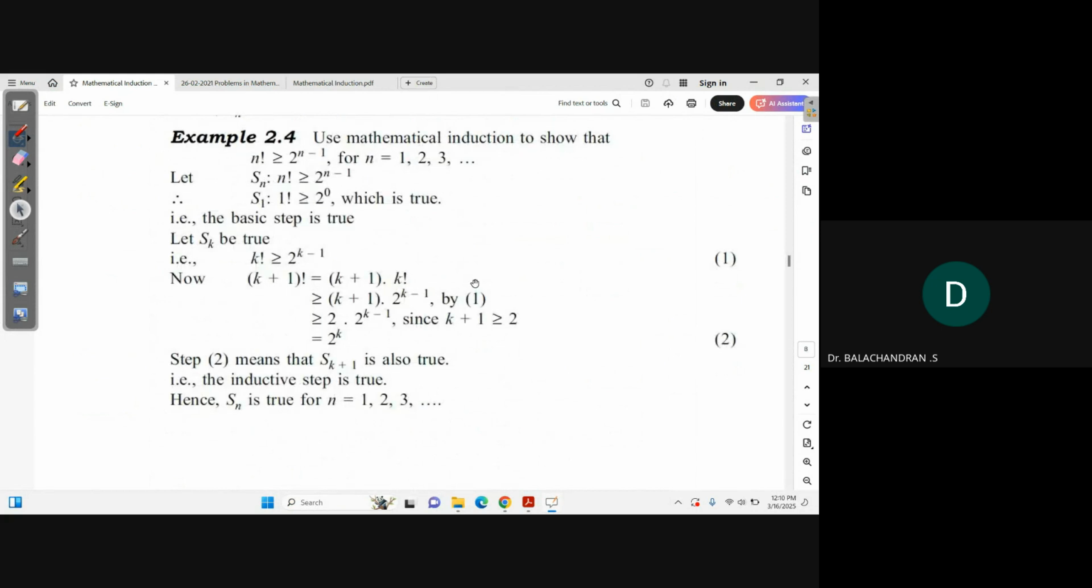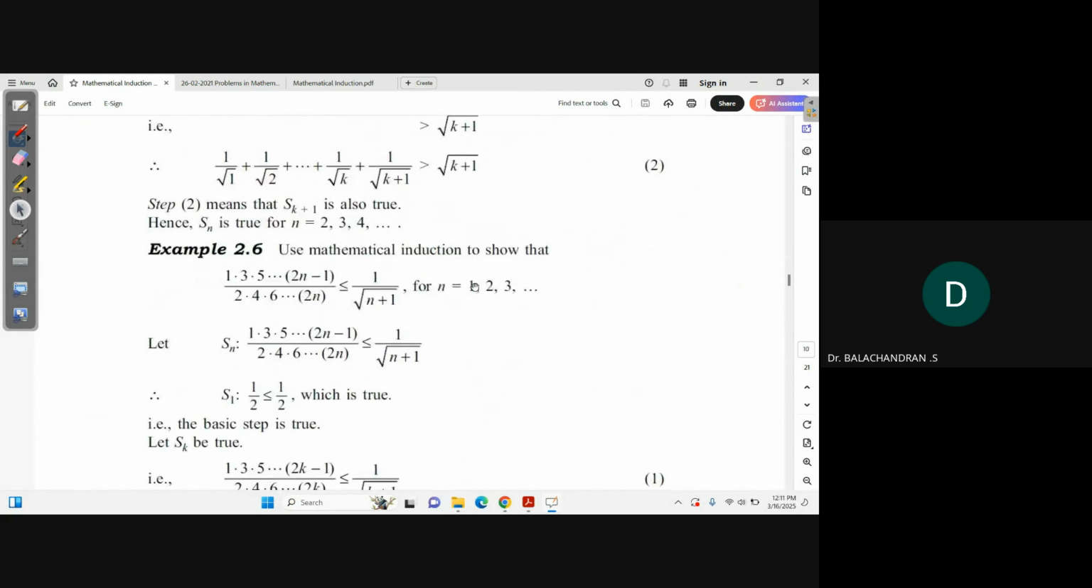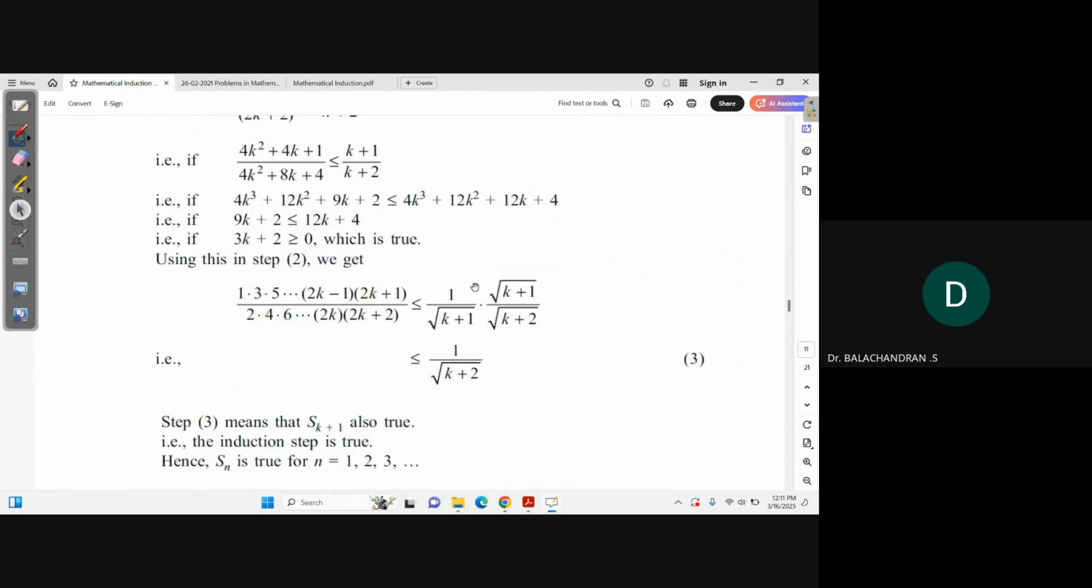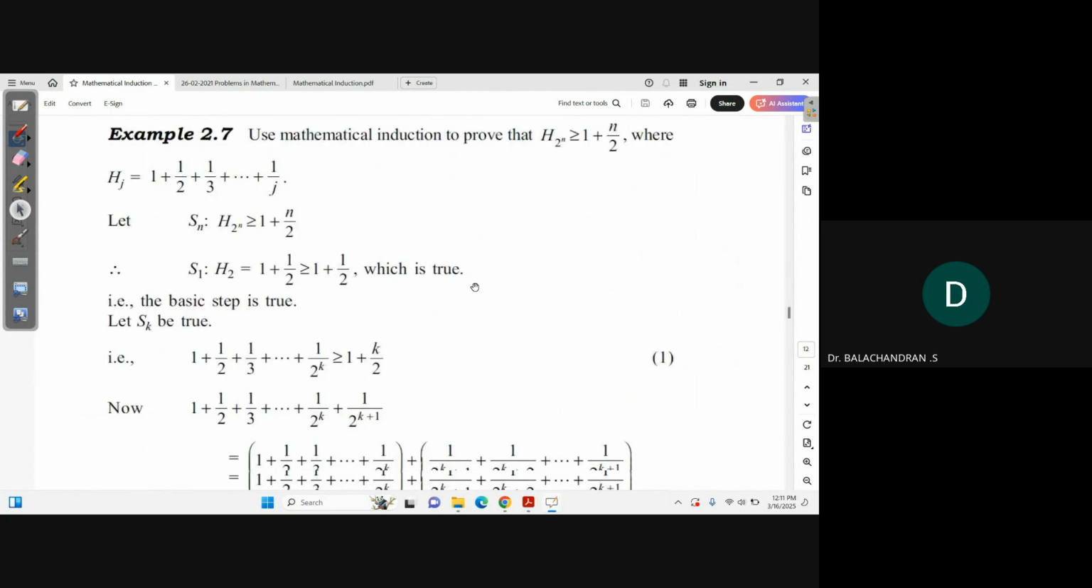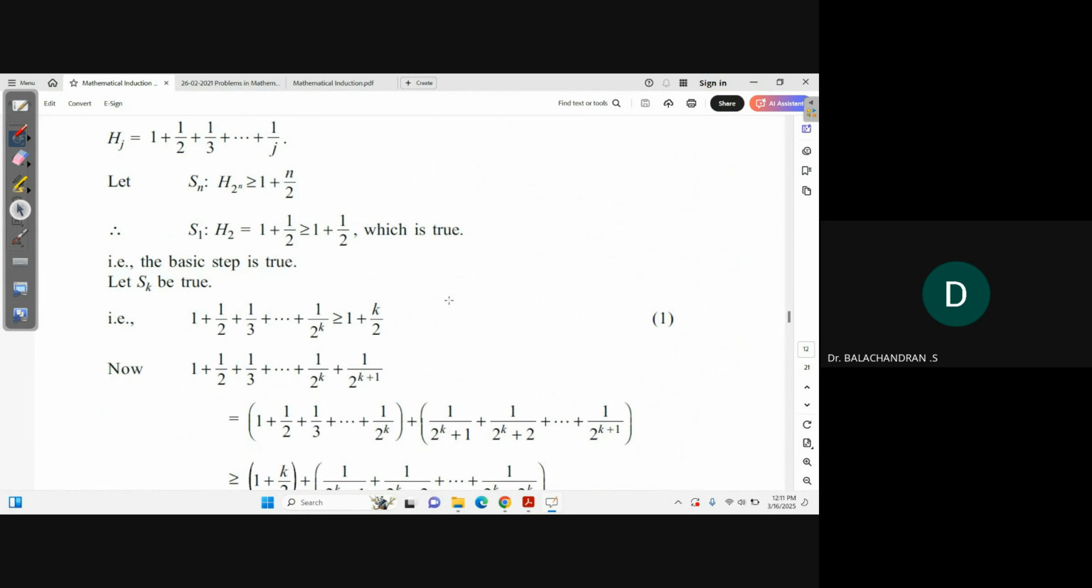I think example 2.5 is already explained. 2.6 I will explain a little bit later. Maybe this is the last problem for today, for this lecture. The remaining problems I will explain in the next lecture. Okay, example 2.7. Maybe I'll take the snapshot.